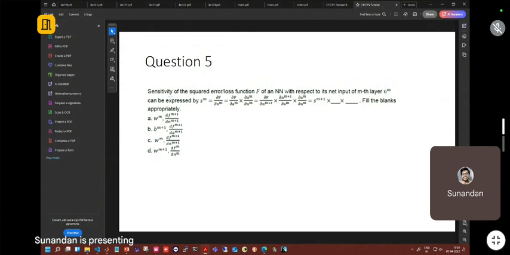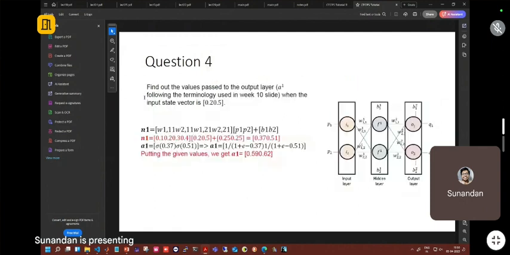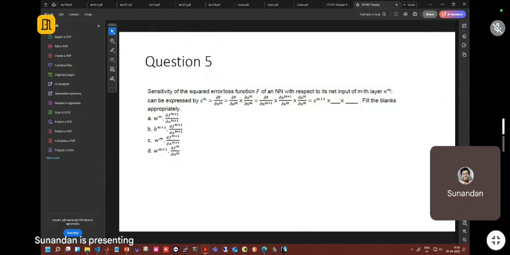So the sensitivity of the squared loss function of an NN with respect to its net input of the mth layer, Nm, can be expressed as follows. Remember that N1 for the first layer is W into P plus B. So Nm is basically Wm into Am minus 1 plus Bm, where Am minus 1 is what we got as output from the last layer. Anyway, so this is the sensitivity parameter, and this is the definition of it.